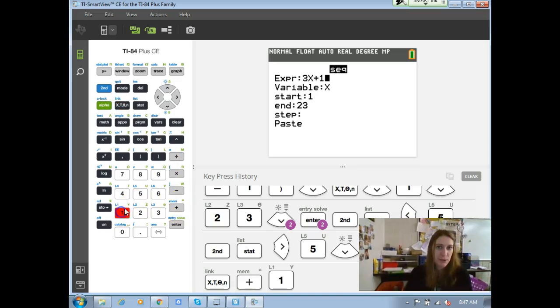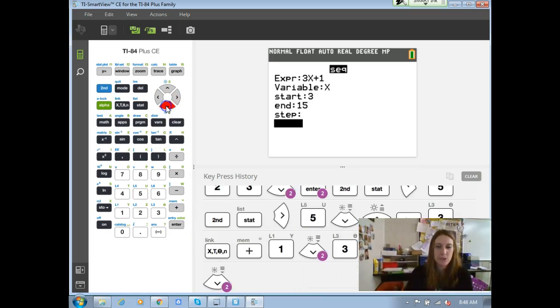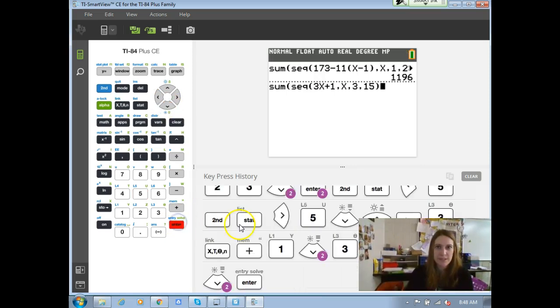3x plus 1 in my mode. I'm using x as my variable, and they want me to go from, okay, this is weird because it's starting at the 3rd term going to the 15th. So 3 to 15. And then we're going to paste. Don't worry about the steps. It'll always count by 1s as a default. There we go. 364? Yeah, that's my answer.